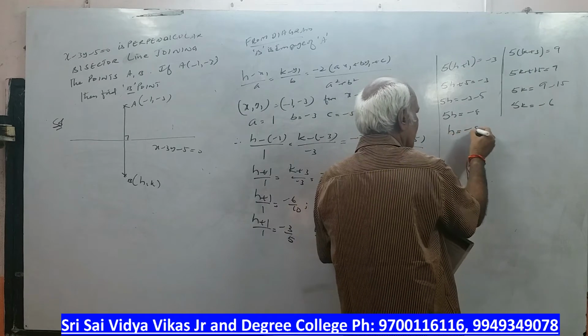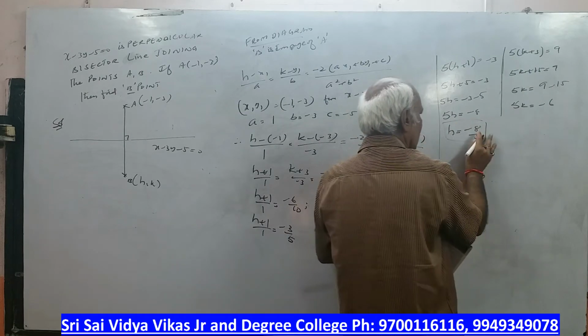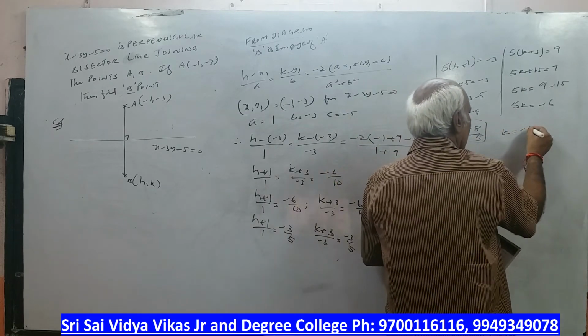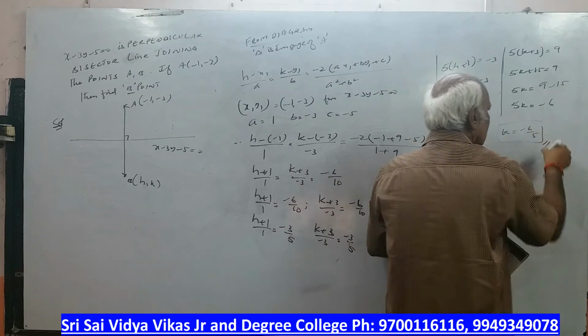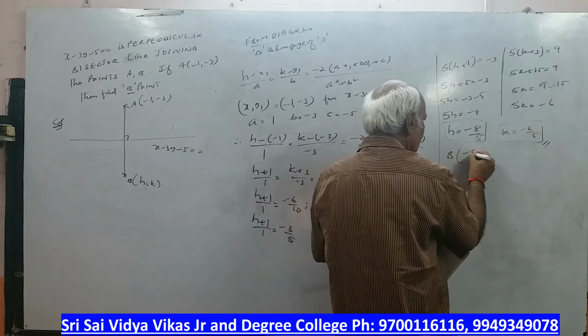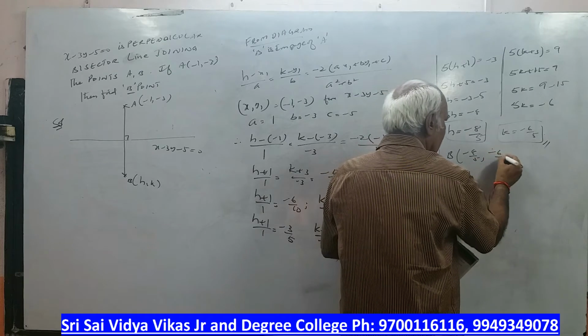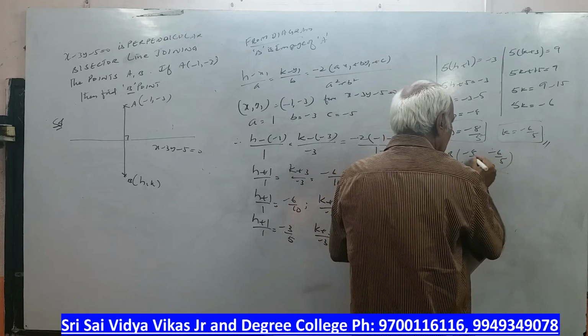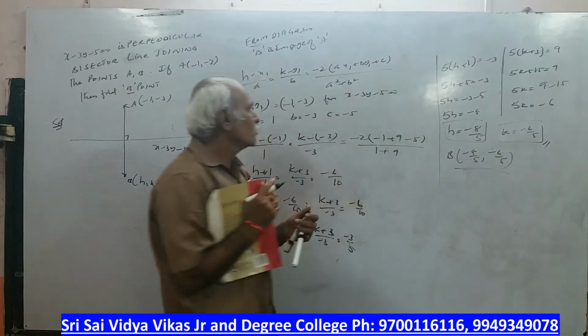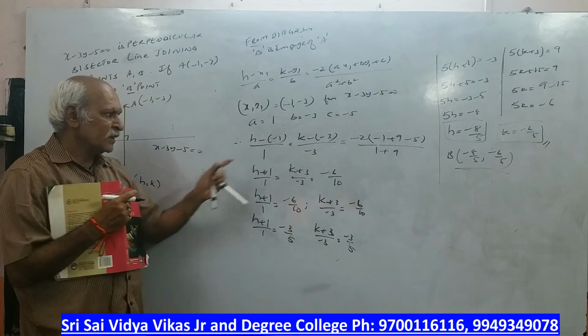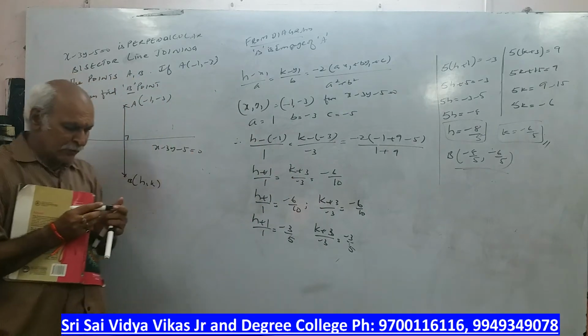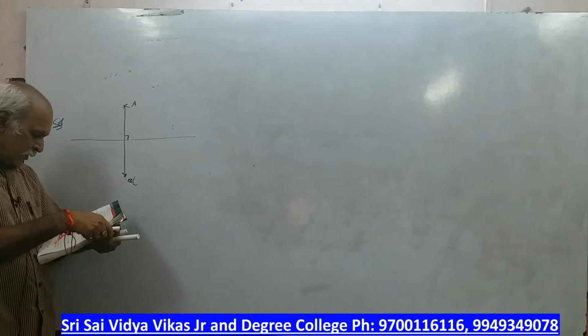Therefore h is equal to minus 8 by 5, k is equal to minus 6 by 5. So what are the B coordinates? Minus 8 by 5 comma minus 6 by 5. It is a 4 marks question, sir. So here we have to draw a diagram, then we have to use the image formula. Please note this down.